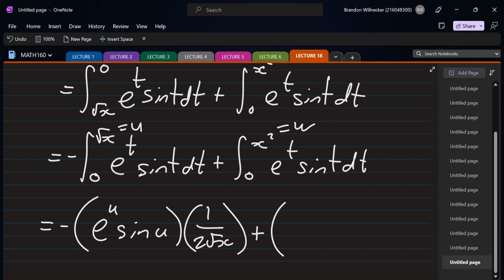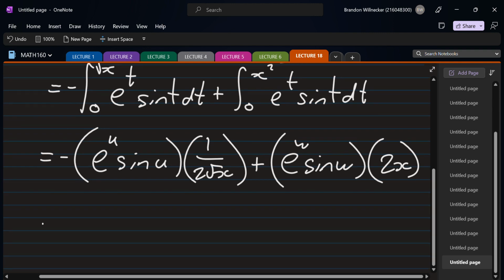Plus, second term, we've got the w there. So we need d by dw. So in place of t, we put w. Okay, that's the d by dw part. And then dw by dx. Since w is x squared, the derivative will be 2x.